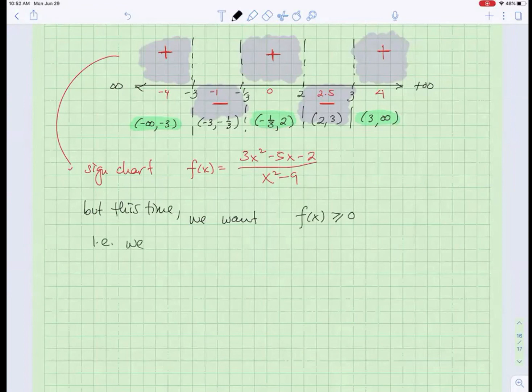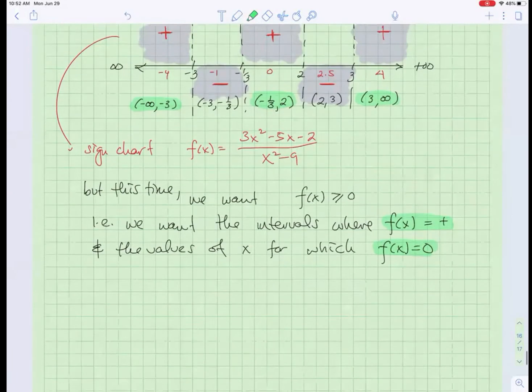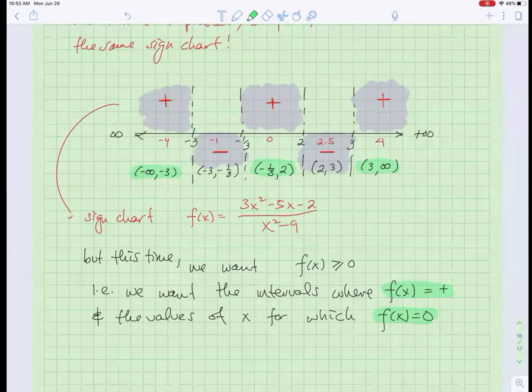i.e., we want the intervals where f of x is positive and the values of x for which f of x equals 0. So that's important. So we want those intervals, but we also have the points on the graph where the function is equal to 0.